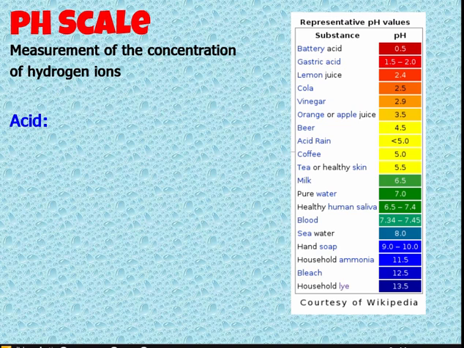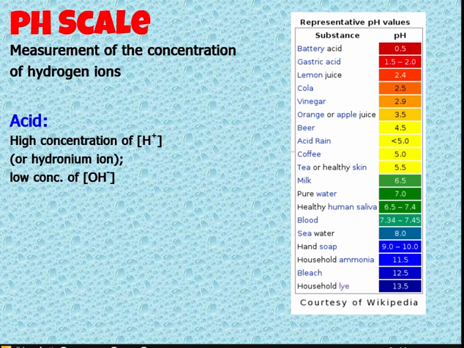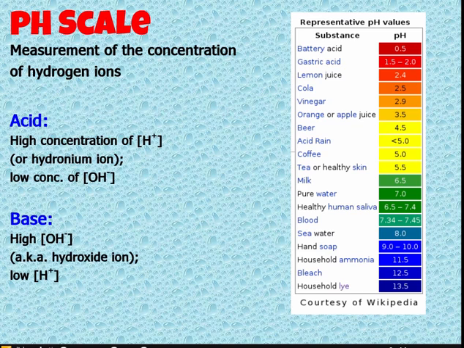So let's define an acid here. An acid has a high concentration of hydrogen ions, also known as hydronium ions, and a low concentration of these hydroxide ions. A base is exactly the opposite. It has a high concentration of hydroxide and low concentration of hydrogen ions. So the pH is the negative log of the hydrogen ion concentration. I'm not going to go into a whole lot of detail on that, but the hydrogen ion concentration is measured in a power of 10, and it is always a negative number.